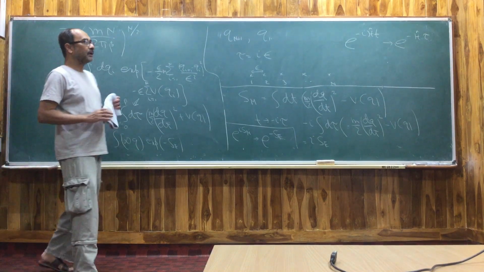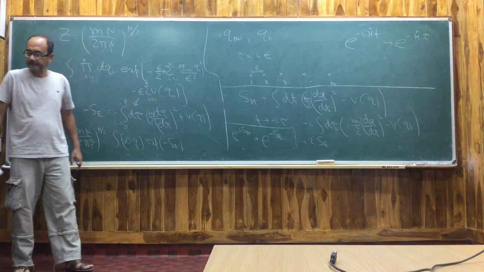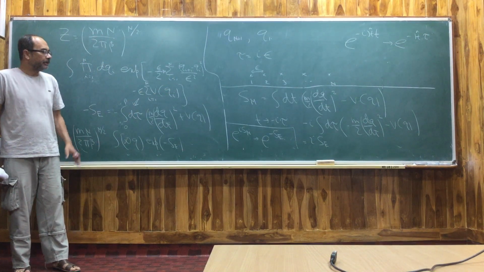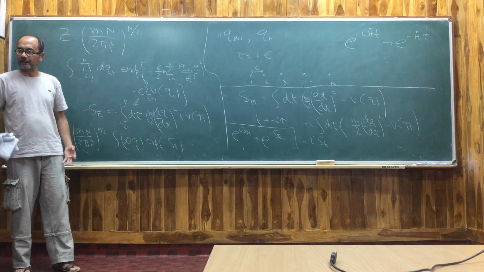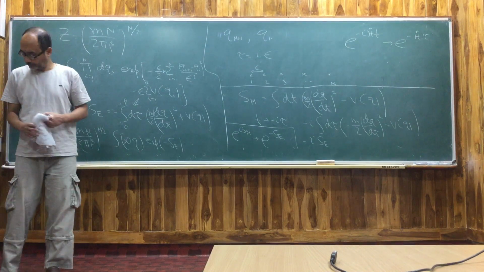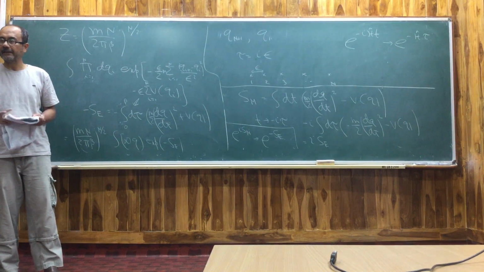Okay, so what I am going to do now is to illustrate this for the harmonic oscillator. That is, how we can use the path integral to calculate the partition function for a harmonic oscillator. Okay, but are there any questions before that?